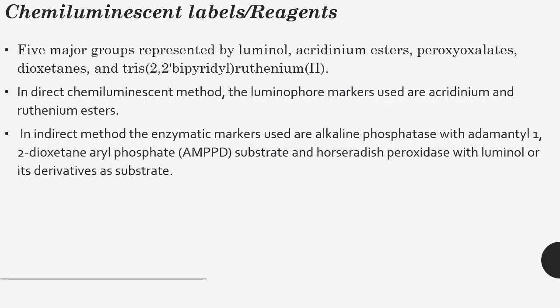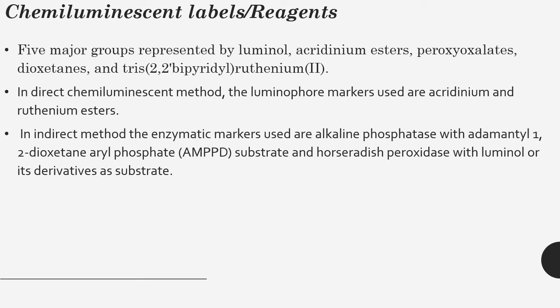Now, these are the chemiluminescent labels or reagents used in chemiluminescence assays. The chemiluminescence method can be direct, where the excited material itself emits light and it uses luminophore markers such as luminol, acridinium ester, and tris-ruthenium. These labels are attached directly to antigen, antibody, or DNA probes depending on the assay format.